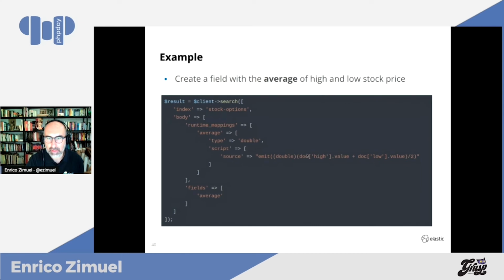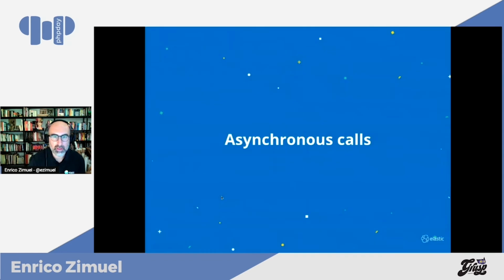As you can see here, we provide the script using this syntax. Inside here, you can understand that this doc high value is the value of the high field in Elasticsearch. So we are reading these two values, high and low. We are performing a mathematical operation, and we are creating a new field that is the average field. So this can be interesting.